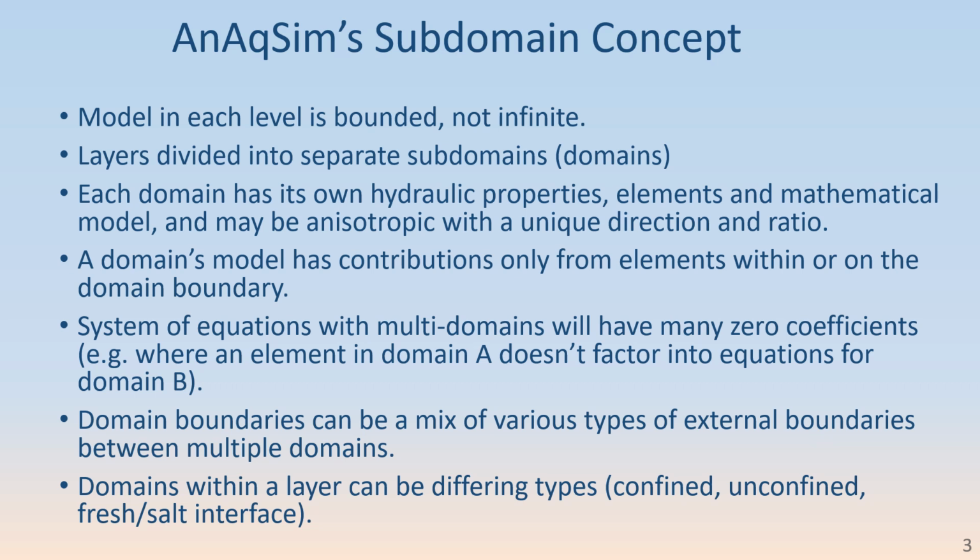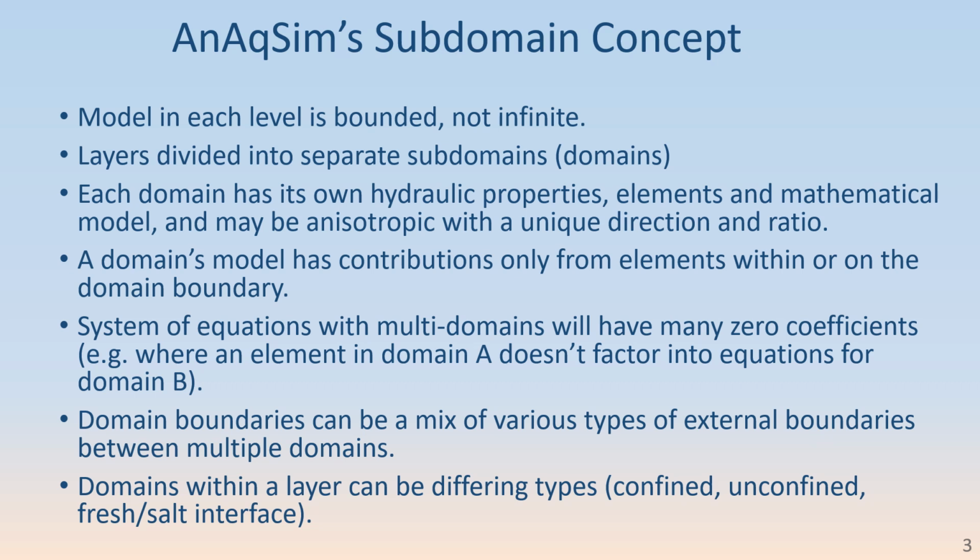The user doesn't really see that because they see it as a whole layer, but there are separate and different mathematical models for each domain. And each domain may be anisotropic with a unique direction and ratio that, even within the same layer, can vary from one domain to another.